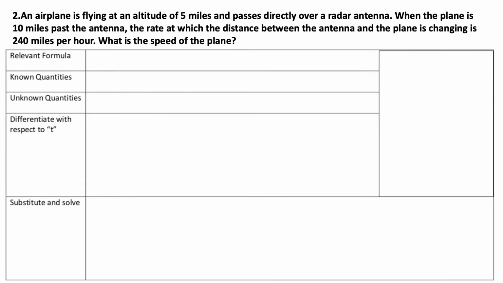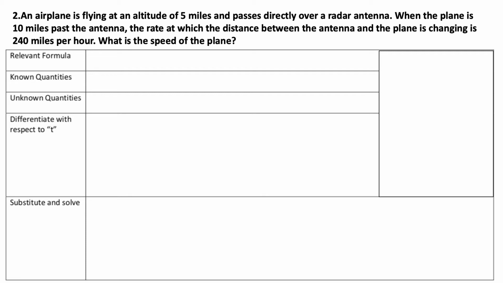Okay, for our next problem, we have an airplane flying at an altitude of 5 miles passing directly over a radar antenna. When the plane is 10 miles past the antenna, the rate at which the distance between the antenna and the plane is changing is 240 miles per hour. What is the speed of the plane?